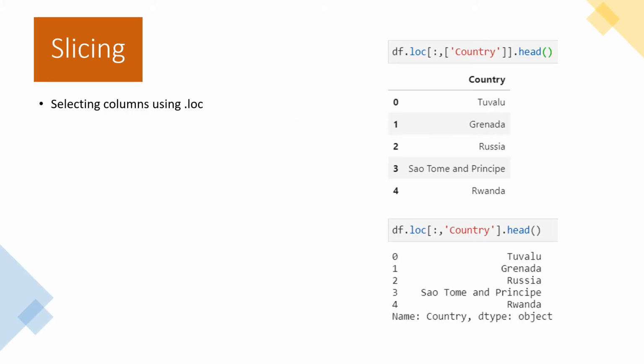The pandas attribute .loc will allow you to select columns, indexes, and slice your data. First, type df.loc and within square brackets type a colon, which means all rows, and then within square brackets you can specify the column name. .head will print the first 5 rows of the pandas data frame. And if you want to have a pandas series, just remove the square brackets outside the column name. It will return a pandas series.